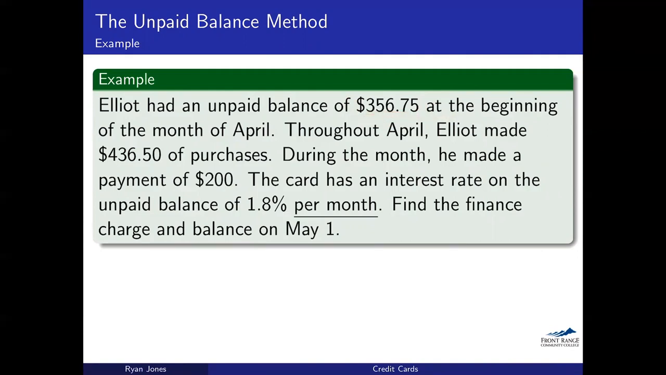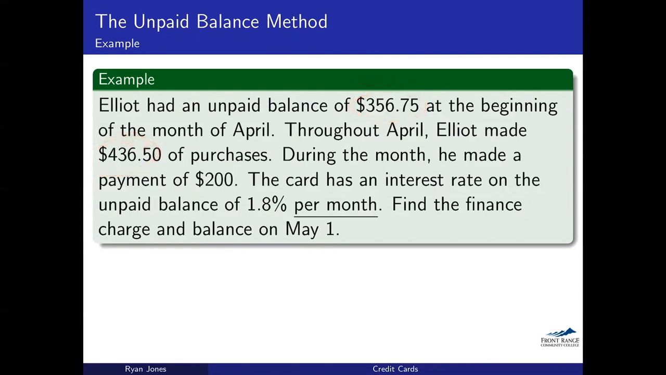And then let's say that throughout the month of April, Elliot makes some more purchases. So he goes out and he buys some clothes, he buys some groceries, and he adds $436.50 to how much he's going to owe. So that's some more info there. Let's also say during the month, he makes a payment of $200. So just at some point during the month, maybe in the middle of April, he says, hey, I got a paycheck. Let's pay off $200 of what I owe, which you can clearly tell is not going to be all of it, but it's going to be some of it.